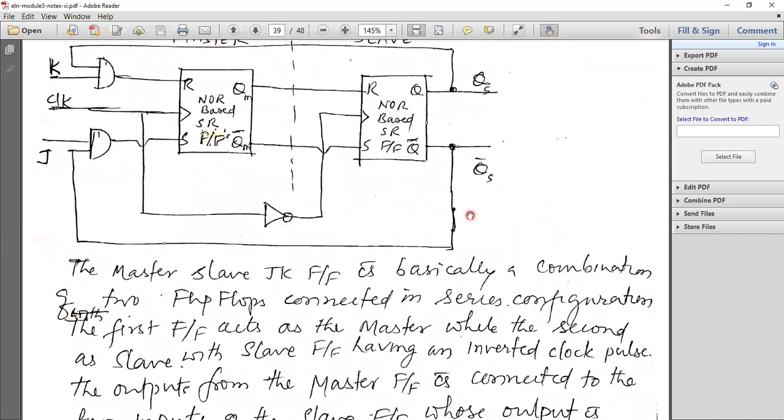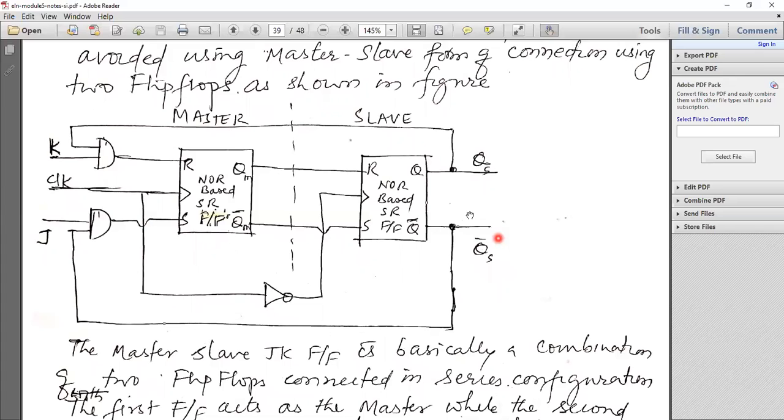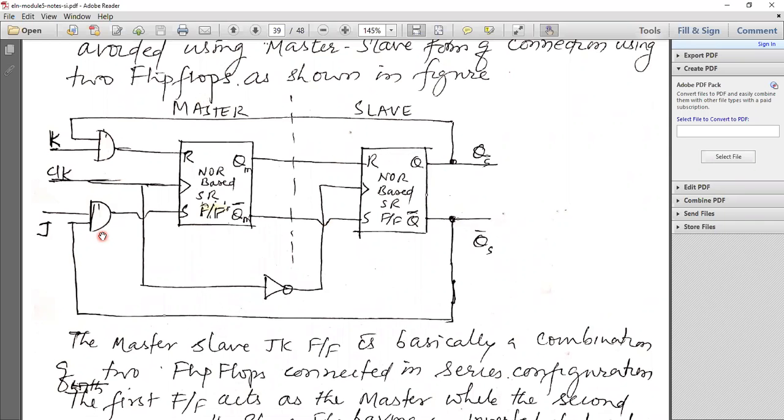So again, I repeat, what is the input to the master? The master is taking the input from the output of an AND gate to the reset input and the output of an AND gate to the set input, along with a clock signal. But the Q state of the slave is being fed to the master's AND gate. Similarly, Q bar of the slave is fed to the J AND gate of the master.